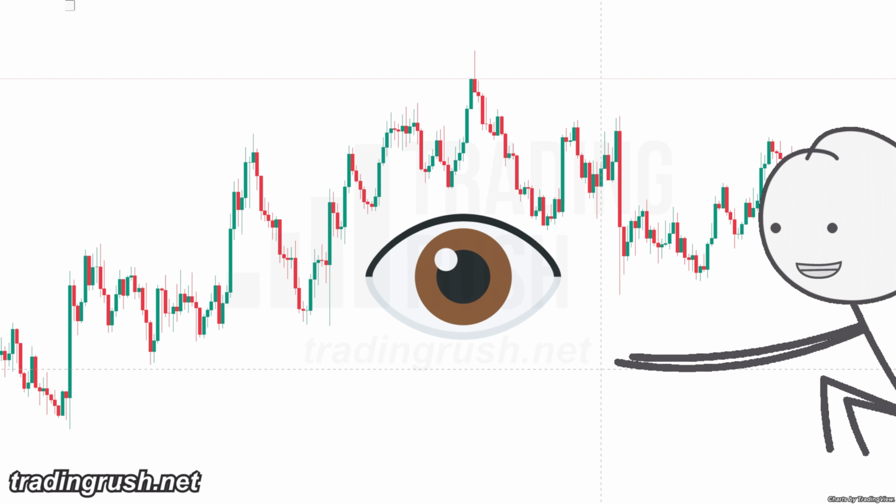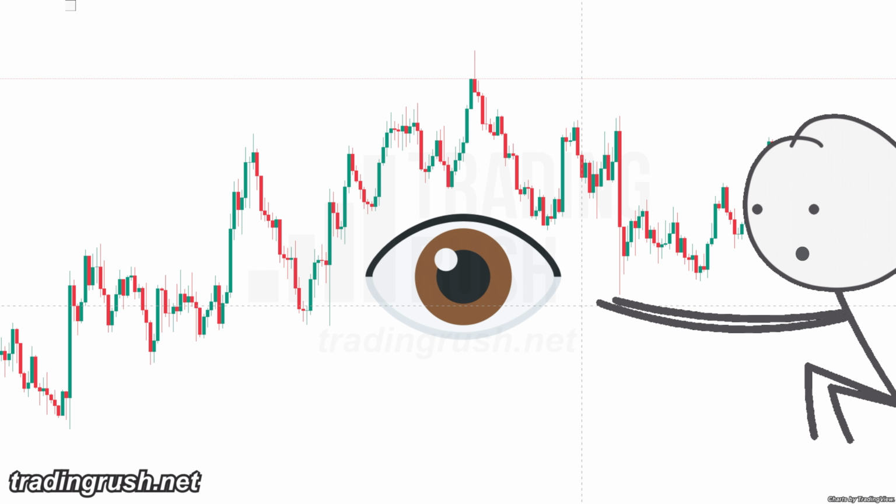So, I want to show you the blink method, or the blind method, of drawing support and resistance that actually gets a high win rate. It's a really simple 3-step method to draw strong resistance and support in just a few seconds.